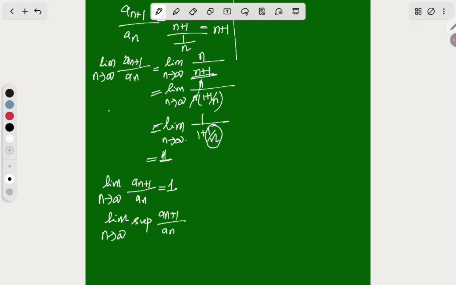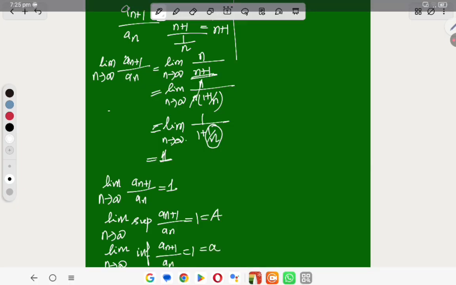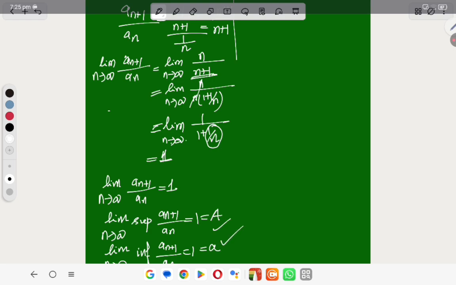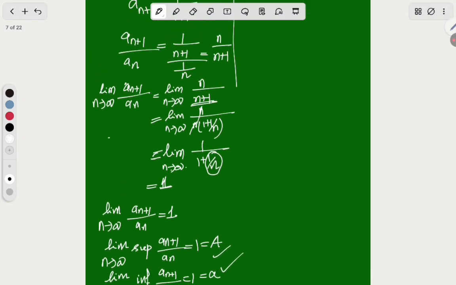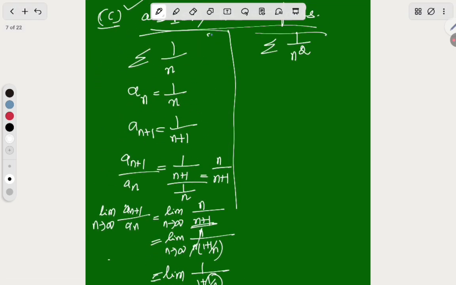The limit supremum of an is again 1, that is capital A equal to 1, and also you can say that the limit as n tends to infinity, infimum of an plus 1 by an is also equal to 1, right? Which means we are getting both the values equal, and already we know the nature of the series. The series is a divergent series, right? So already we proved that the series is a divergent series.